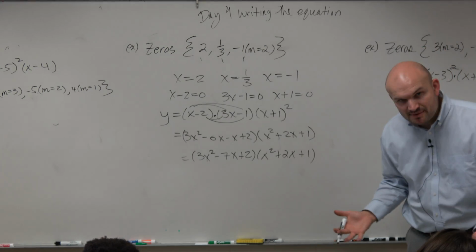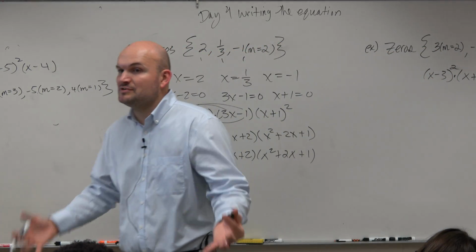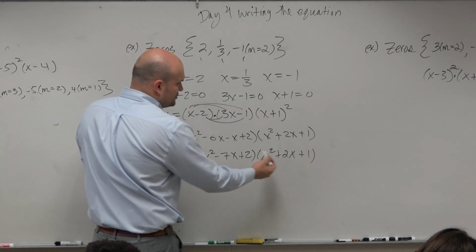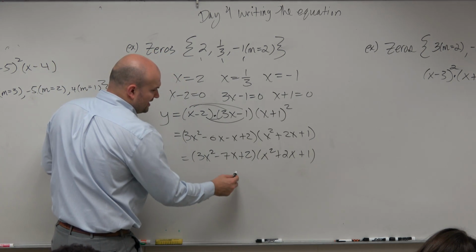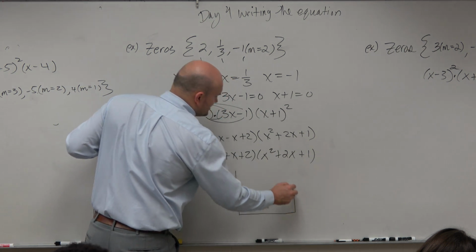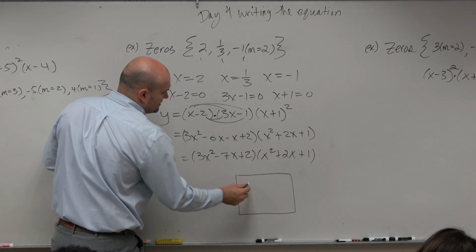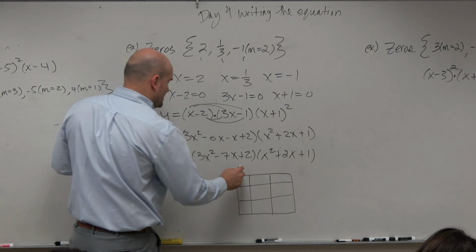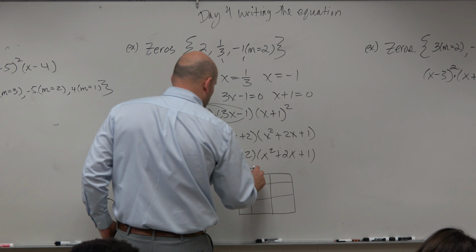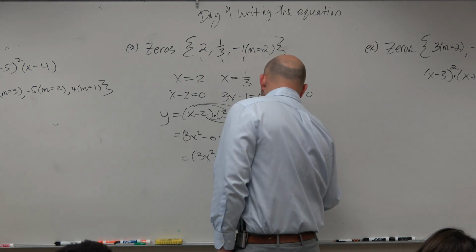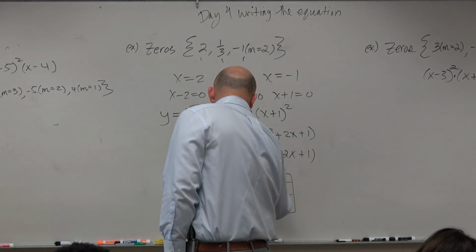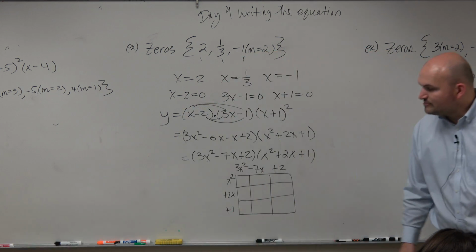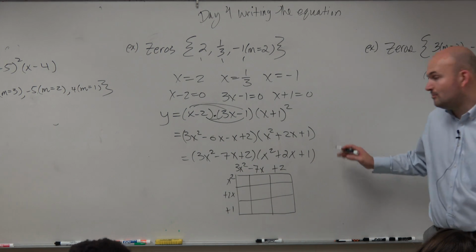And now we have the box method. Or, I'm sorry, we don't have to use the box method. You can use the distributive property if you want to. But what I've found is usually when we have 2 larger terms multiplied by each other, it's easiest to group them or think of them as the length and width of a box. So then I just take one term, 3x squared, put it up top, minus 7x, plus 2. And this one becomes x squared plus 2x plus 1. And now I basically just find the area of the whole box.